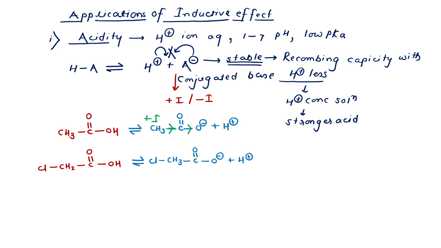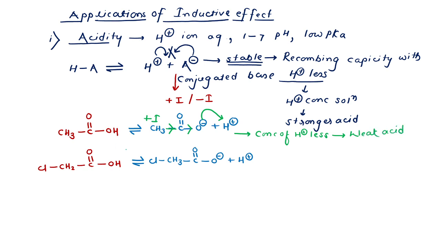If it becomes rich, it will be more reactive. More reactive means less stable. It will recombine with this H plus faster. If it recombines with this H plus faster, the concentration of H plus is less. As the concentration of H plus is less, it is a weak acid.